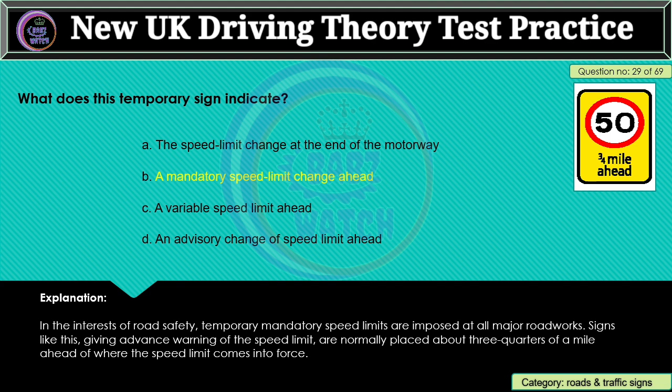A mandatory speed limit change ahead. Explanation. In the interests of road safety, temporary mandatory speed limits are imposed at all major roadworks. Signs like this giving advance warning of the speed limit are normally placed about 3/4 of a mile ahead of where the speed limit comes into force.